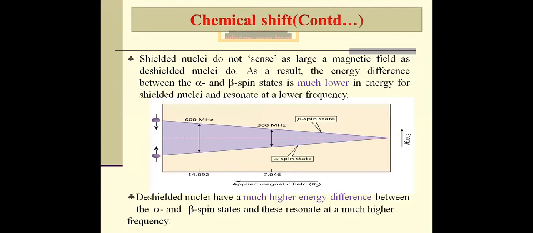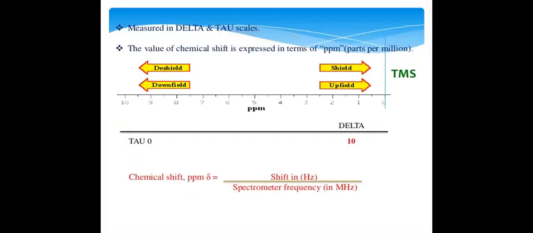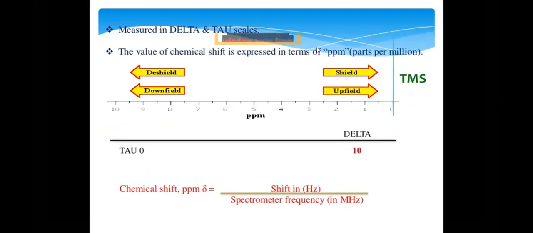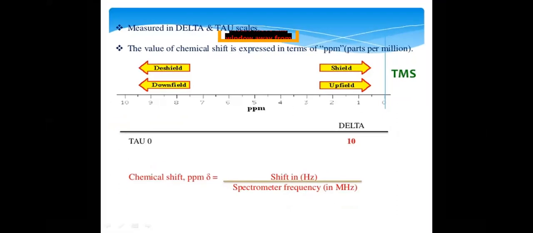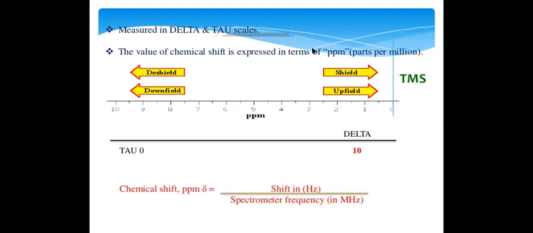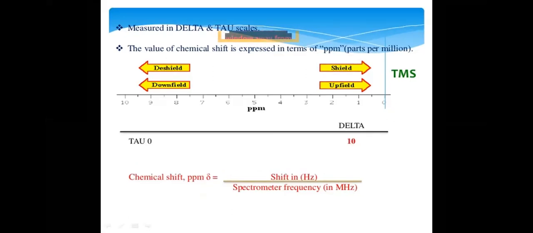And also we had discussed the chemical shift: TMS is present in the upfield or shielded region, and others are present in the downfield, deshielded. The chemical shift we discussed is the shift in hertz divided by the spectrometer frequency, the radio frequency applied in megahertz, that is the external magnetic field. So that we can determine in the form of chemical shift.